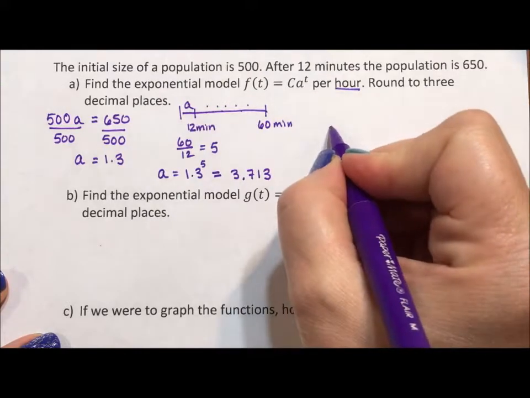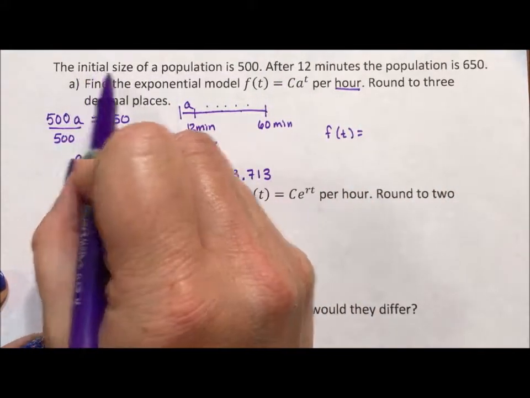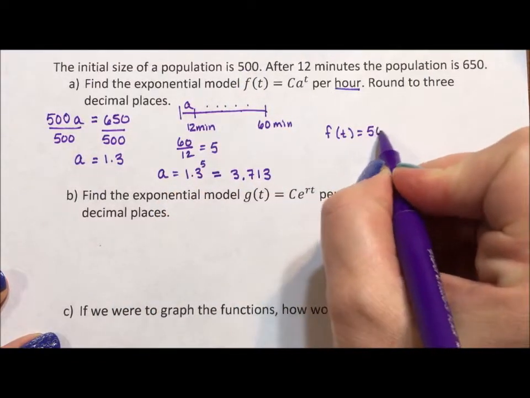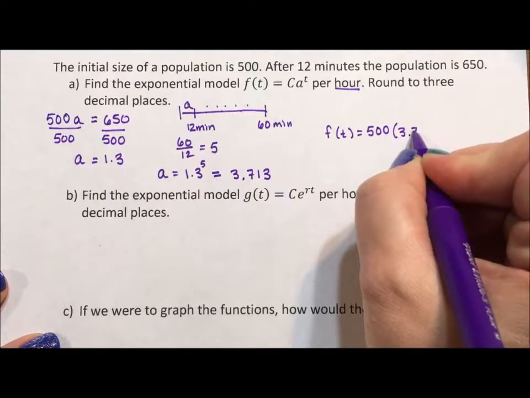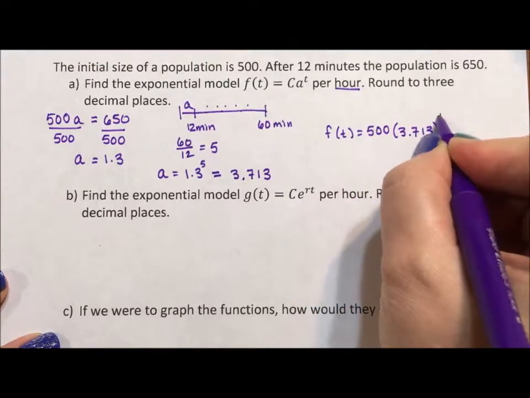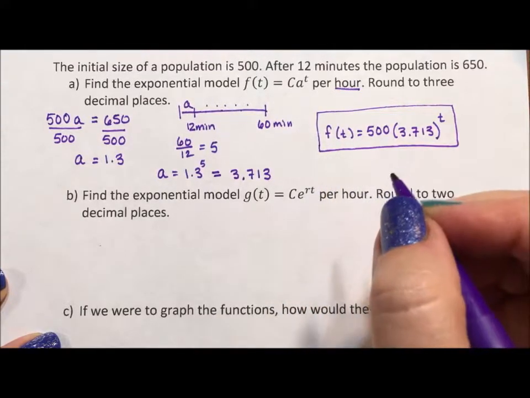So our formula is going to be f of t equals c, where c is our initial, and the initial size is 500, times a, which we just figured out, 3.713 to the t. So there is our exponential function.